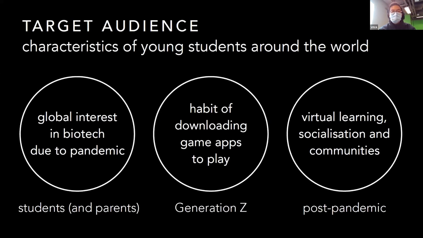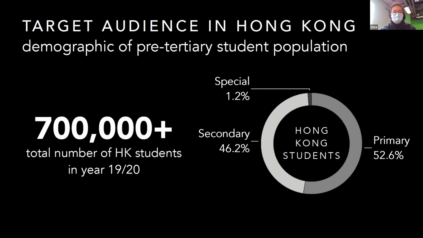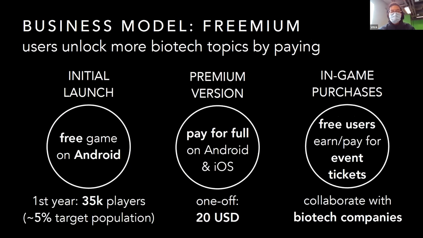As we are aiming for young students, we target their characteristics, including their interest in biotech due to the pandemic, and also that they're familiar with gadgets, they download apps, and they enjoy socializing on virtual platforms. So our app can match their characteristics. Using Hong Kong as an example, there are already 700,000 people in year 2019 to 20. We want to achieve 5% in our first year as a short-term goal, which is 35K. When we have this solid customer base, we can launch our second stage, which is the premium version.